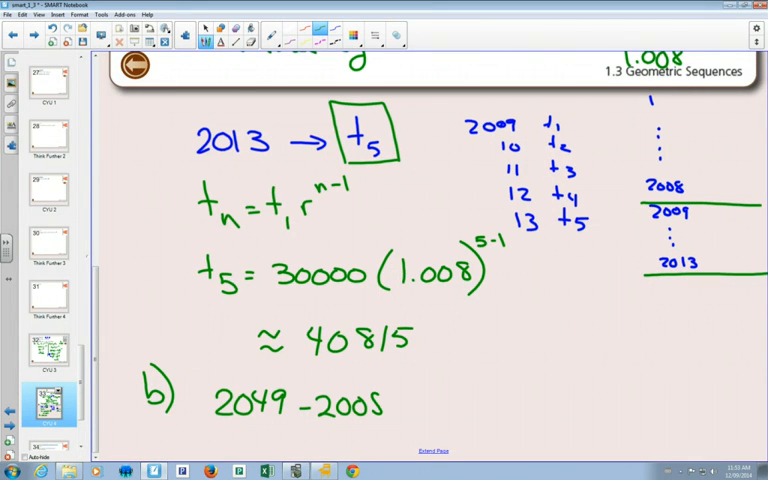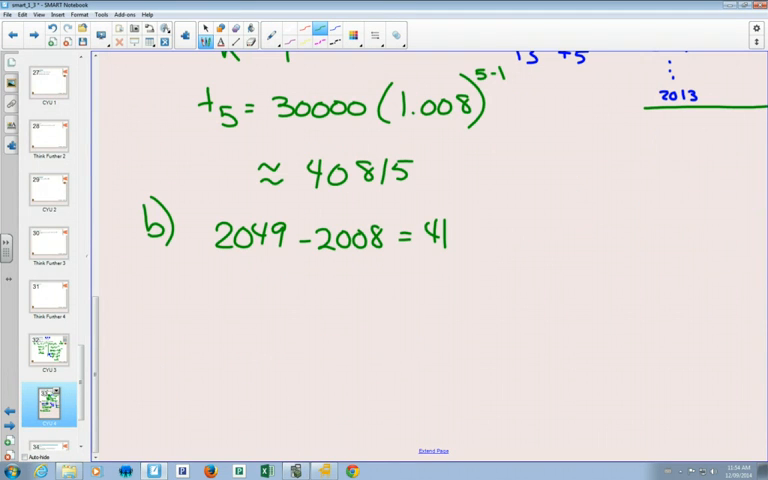The 2008 that aren't included since we used 2009 as our term 1, that would make 41 terms. And so you'd find term 41.